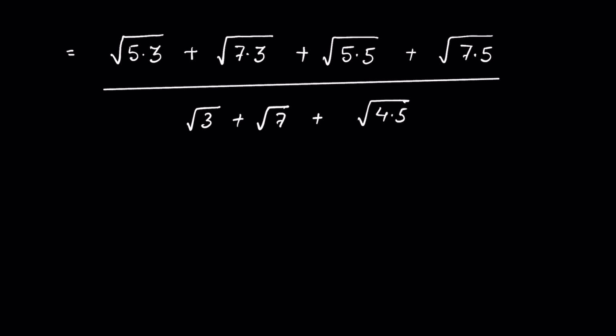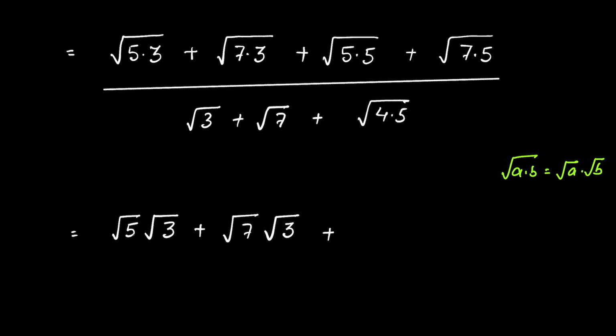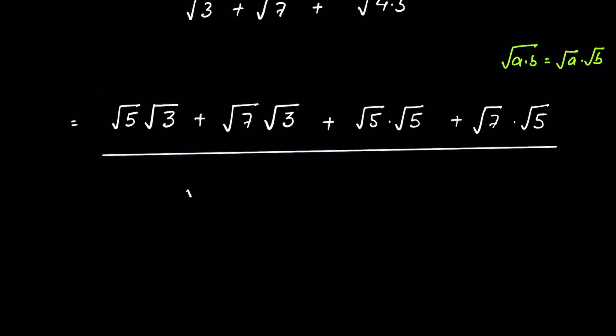Now when a times b is under square root, we can write it as square root of a times square root of b. So using this, we can write square root of 5 times square root of 3 plus square root of 7 times square root of 3 plus square root of 5 times square root of 5 plus square root of 7 times square root of 5, then upon square root of 3 plus square root of 7 plus square root of 4 times square root of 5.